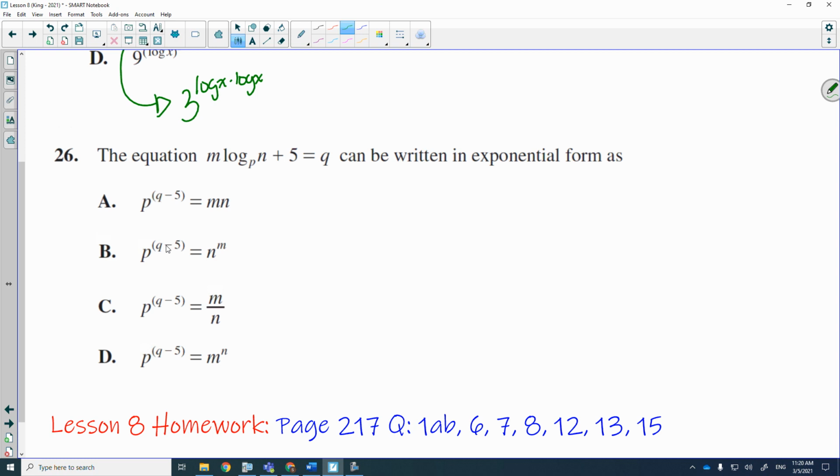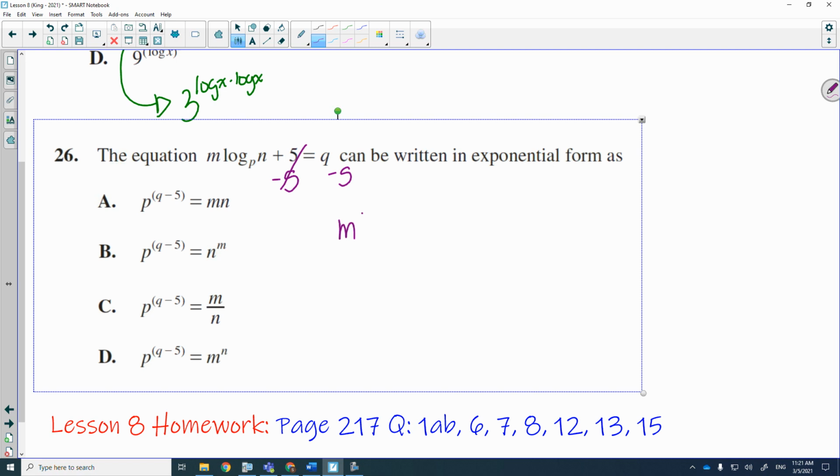Okay, this one I find pretty complex, but they want us to write this in exponential form. You always have to isolate your log. So we got to get somehow this log by itself. So first thing you should see is get rid of that 5. What we would then have is m log base p of n is equal to q minus 5. The log is technically not isolated yet because there's an m in front of it.